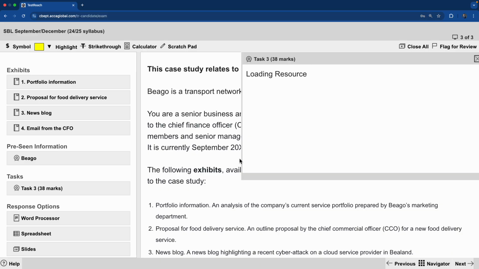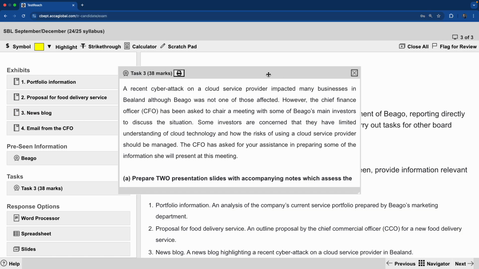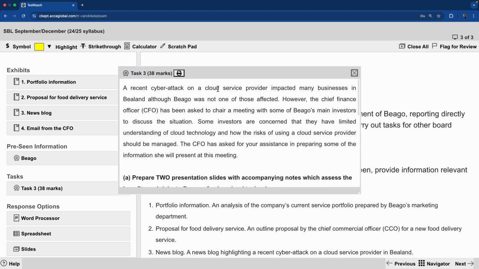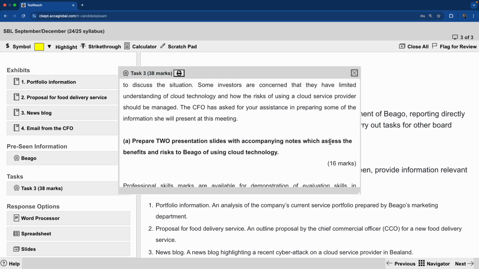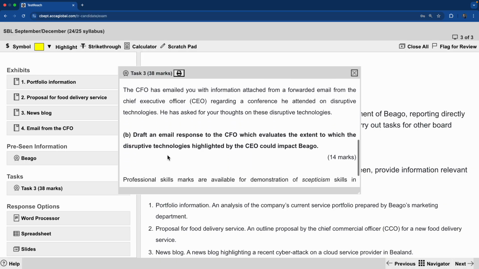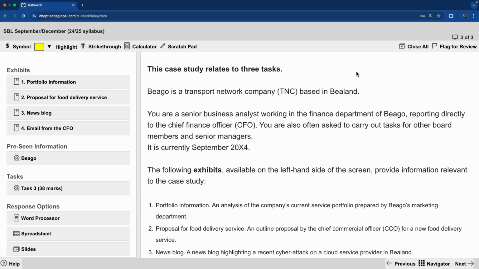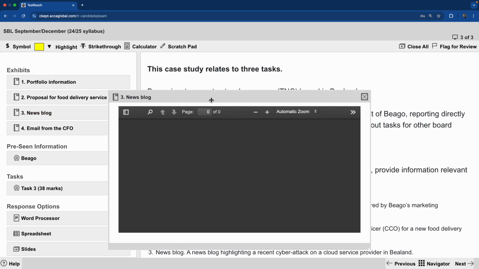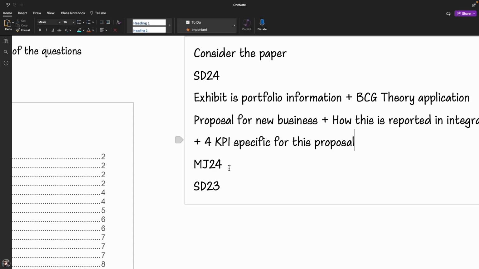Task 3. Okay, so a recent cyber attack on a cloud service provider impacted many businesses, and Viago has now been affected. Prepare a presentation with accompanying notes which assess the benefit and risk of Viago using cloud, and draft an email response to the CFO which evaluates the extent to which the disruptive technology highlighted by the CEO can impact Viago. So here, the proposal, have a look at it. What was the exhibit?